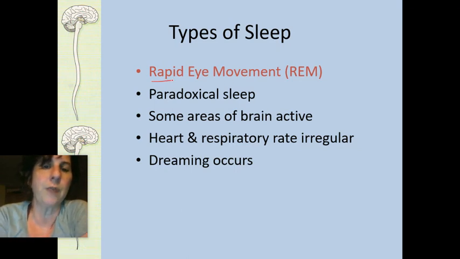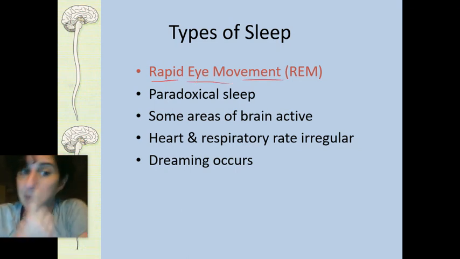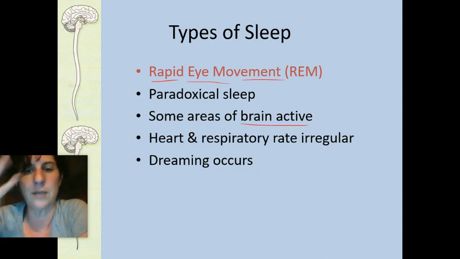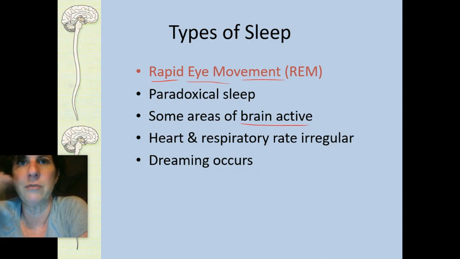REM stands for rapid eye movement. And when somebody's in REM, you can see that because even with their eyes closed, their eyelids are flickering back and forth. This is when your brain's really active. The eye activity lets you know that this is actually a highly active brain. And what you're doing in this time is you're processing information from the day.